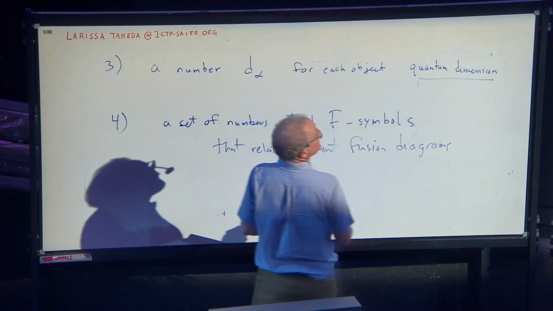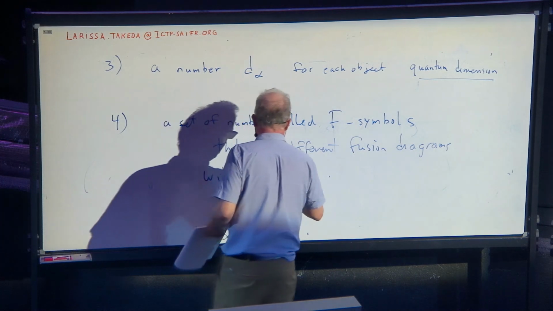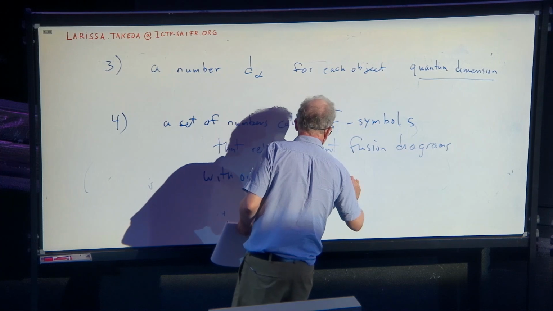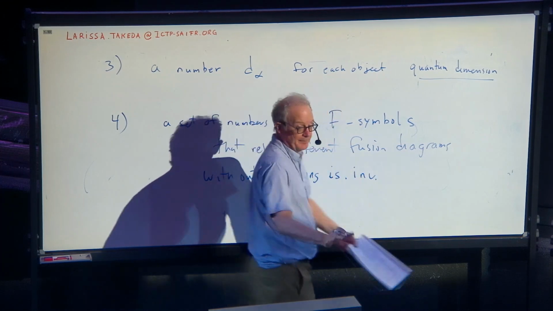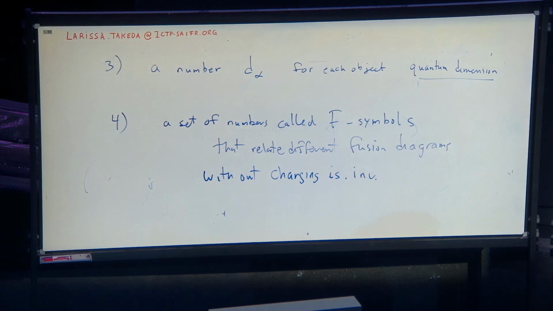Yeah, the blue really shows up well, doesn't it? Without changing the isotopy invariant. Okay, so that's the data. And now, of course, I'm going to explain what the thing is.